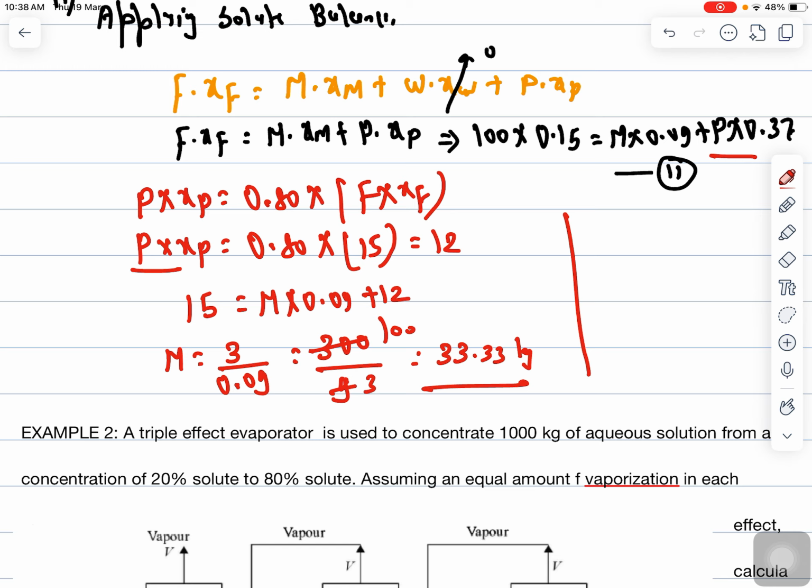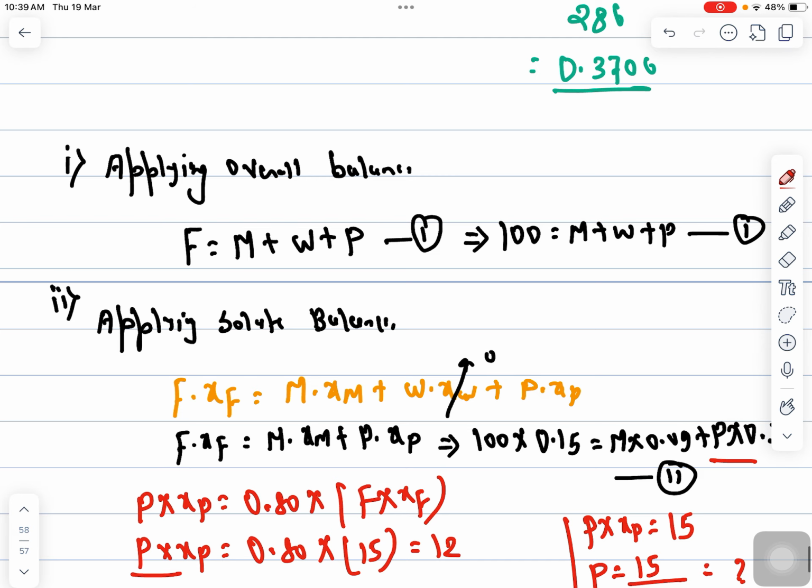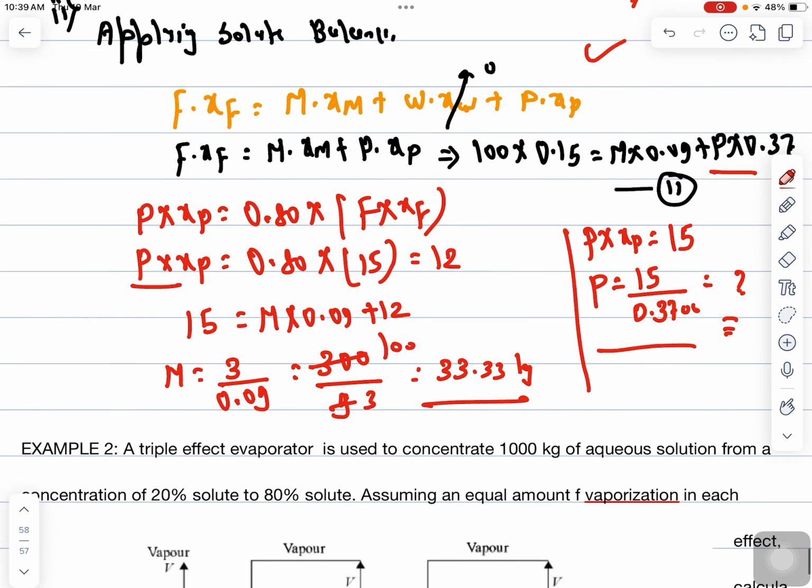Now once you get the value of M, you are supposed to get the value of P as well, right? P into XP you already know, that is equal to 15. So the value of XP you know, so the value of P can be calculated, that is 15 divided by 0.3706, something like that. So you do the calculation and you will get the value of P. Once you got the value of M and P, you can calculate the value of W as well, right? So this is a very simple thing.